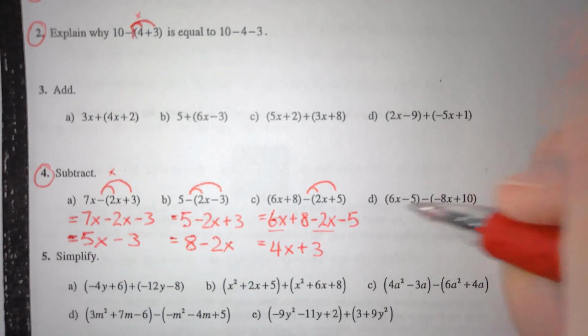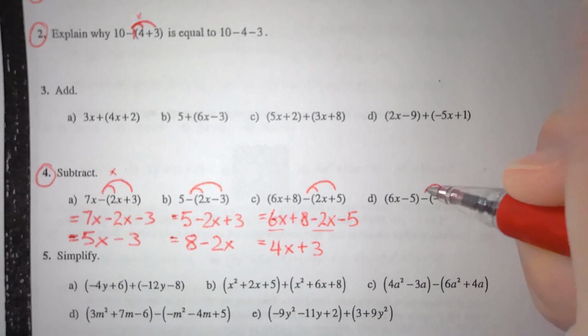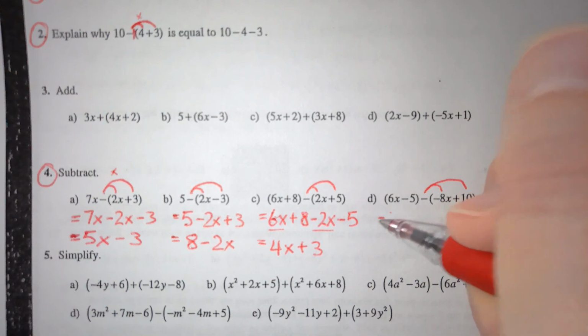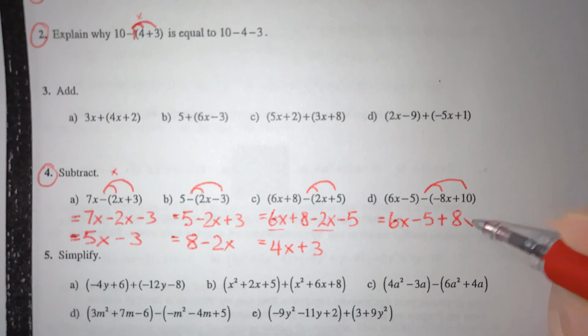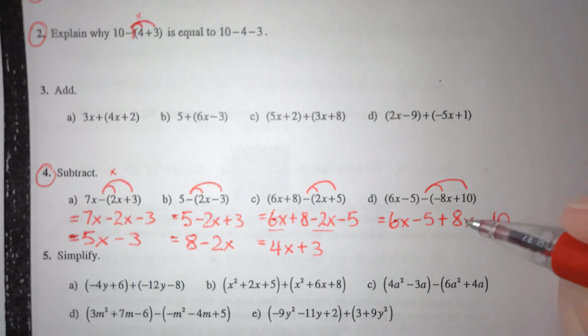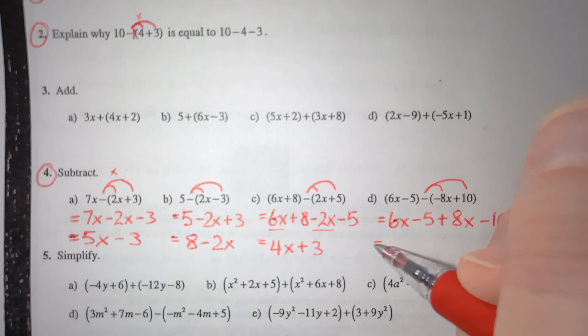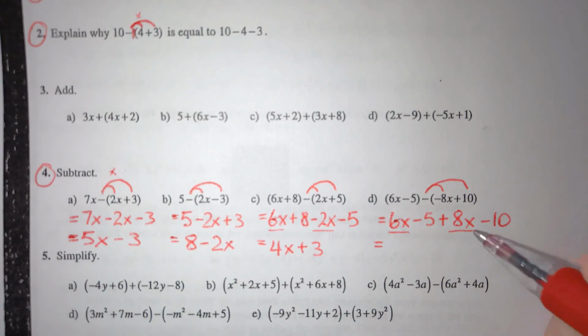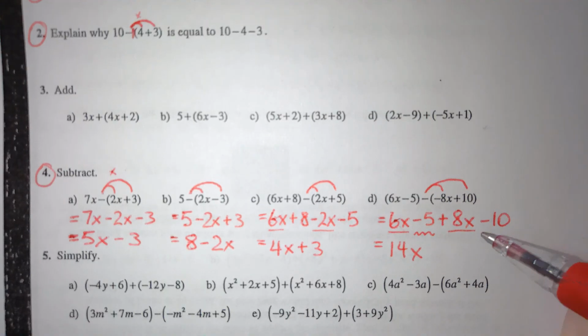Okay. Last example here. Who wants to try this one? Okay, Sophia. 6x minus 5 plus 8x minus 10. Good. Okay, again, two negatives make a positive. So that's why you have the 8x. And then? Which is 14x minus 15. Good.